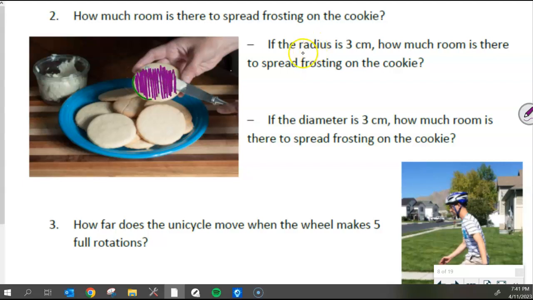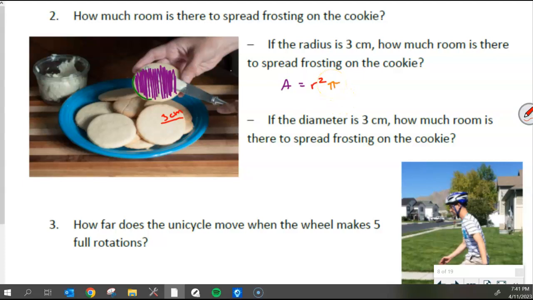So if the radius of the cookie is 3 centimeters, imagine 3 centimeters. Just a little bit over an inch, so it's a pretty small cookie. We're not talking crumble-sized cookies, we're just talking the small ones that you might make at home. So if that radius is 3 centimeters, how much room is there to spread frosting on the cookie? If you remember from our sort, we know that this is an area problem. So the area is found by taking the radius and squaring it and multiplying it by pi.